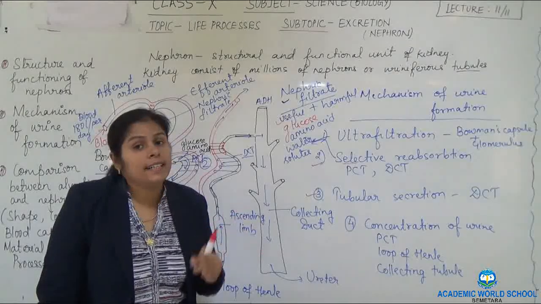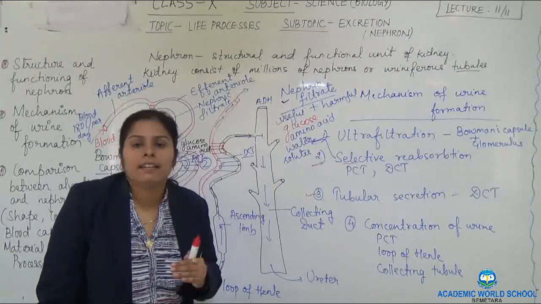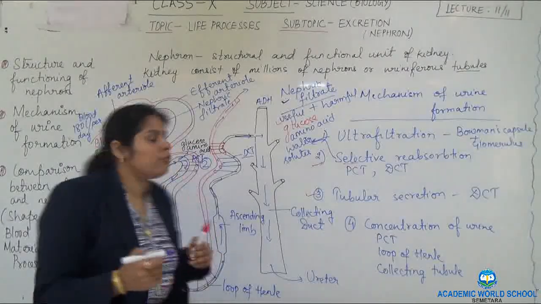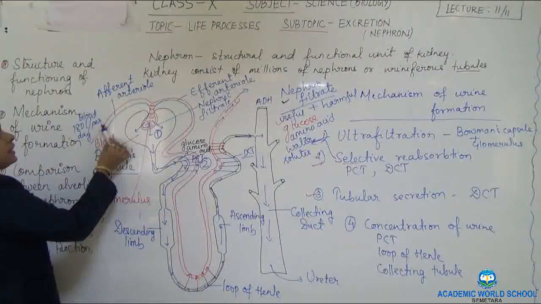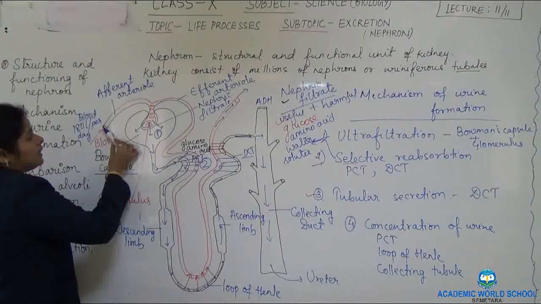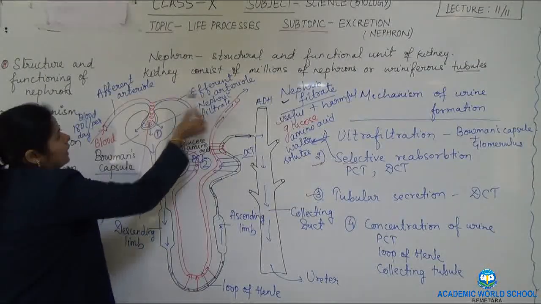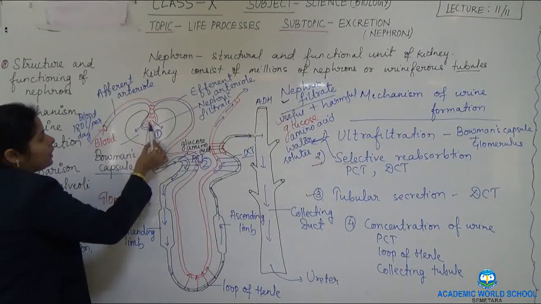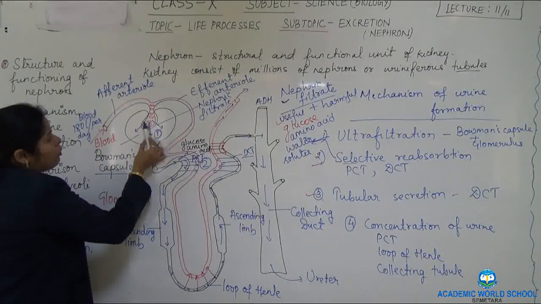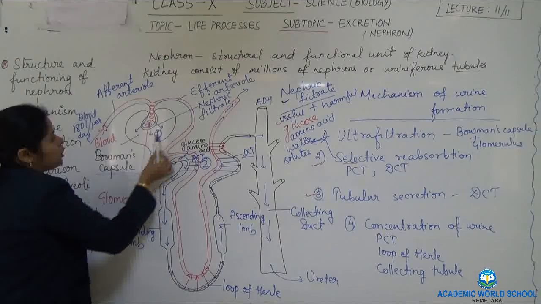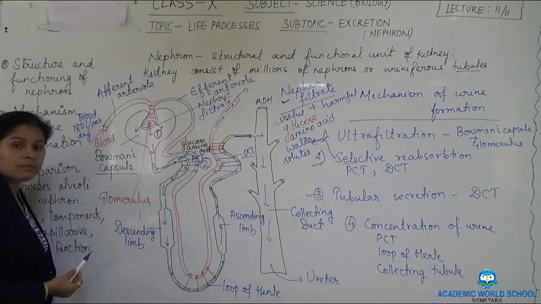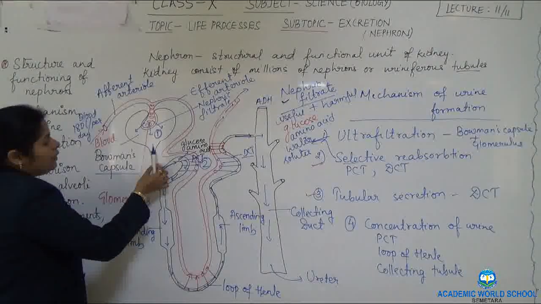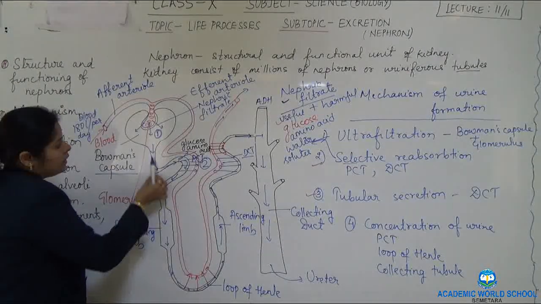The blood that enters into the kidney through the renal artery divides to form the afferent arteriole and efferent arteriole. The diameter of the afferent arteriole is greater than the diameter of the efferent arteriole. So here pressure will be created and the liquid will ooze out from the glomerulus to this cup-shaped structure called Bowman's capsule. And this is the first step, we call it ultrafiltration. The nephric filtrate descends down.